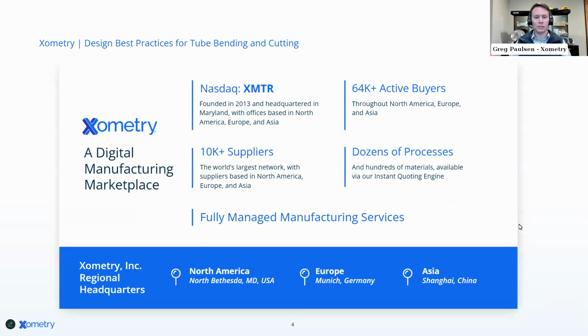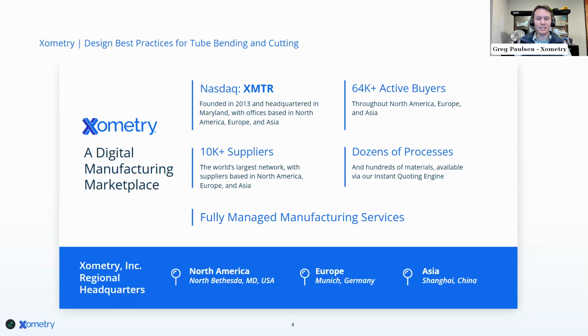So I do want to go backwards a little bit and talk to you about what Xometry is. We are a digital manufacturing marketplace. What does that mean? For customers, for people who need parts, we're the first place you go to get custom parts manufactured. For suppliers, we're like an Uber for manufacturing. They're able to see work on demand based on work that is generated through our online instant quoting engine.